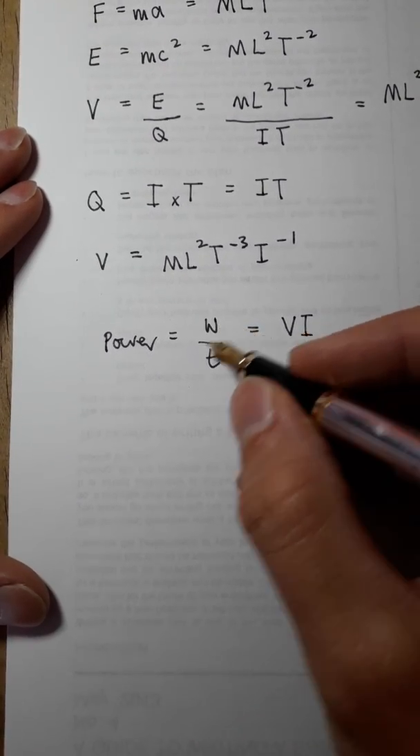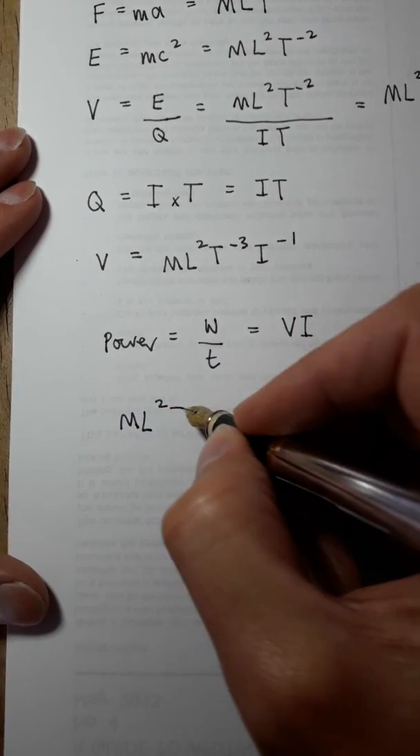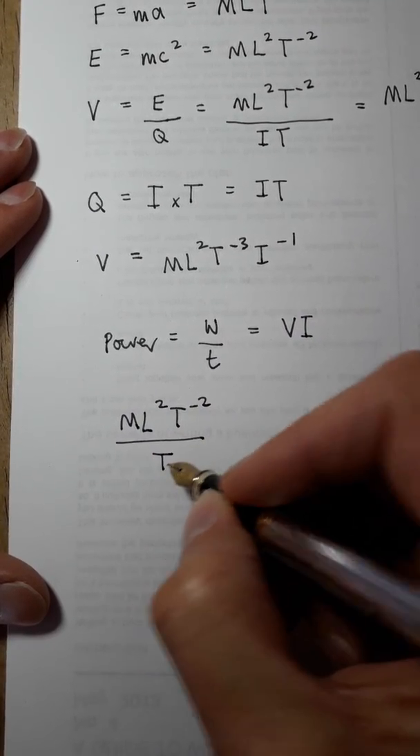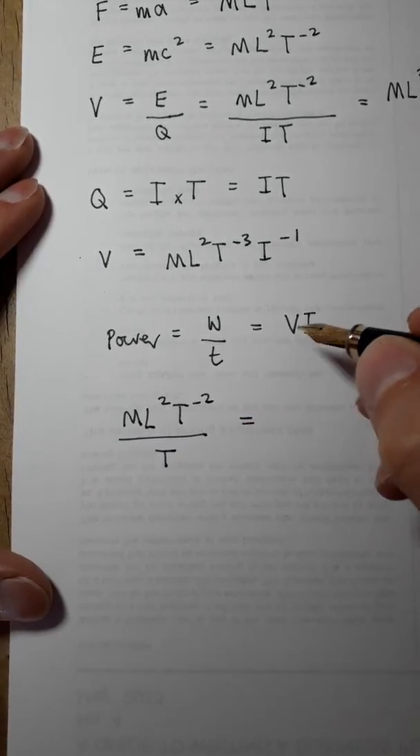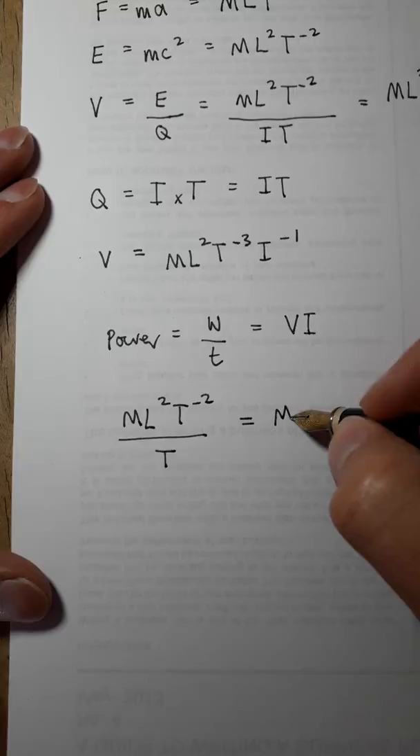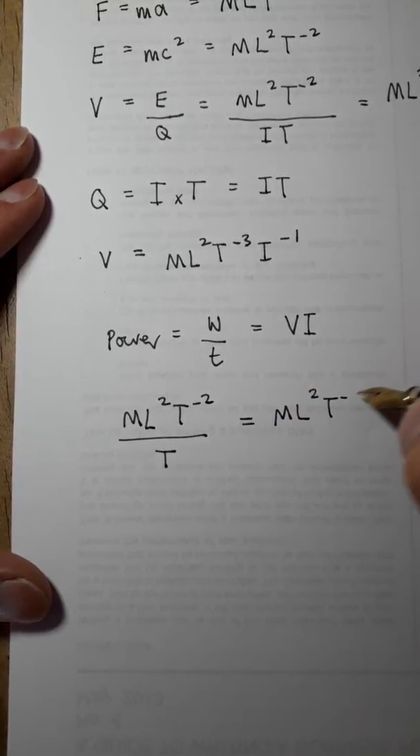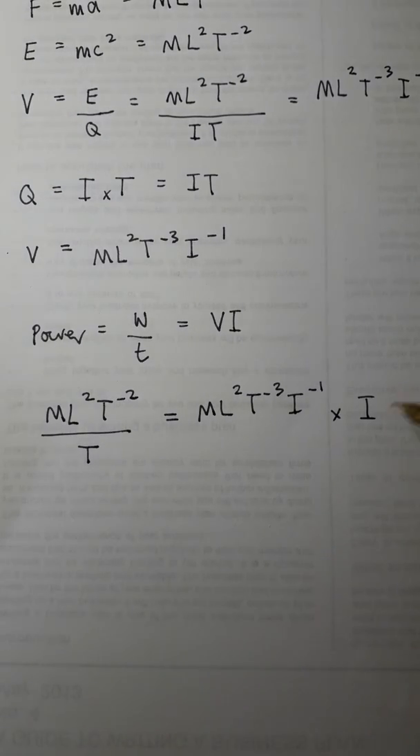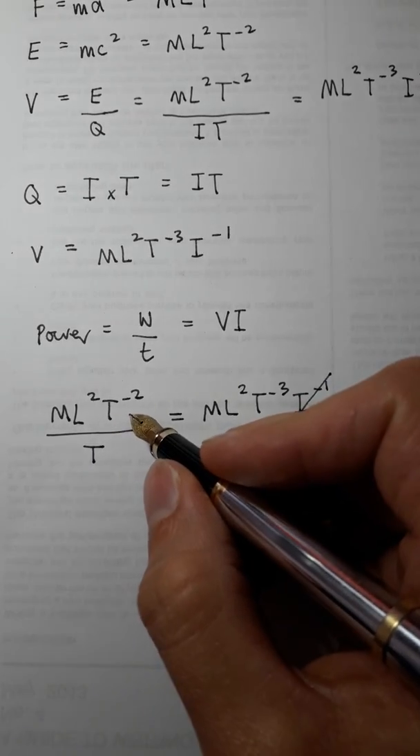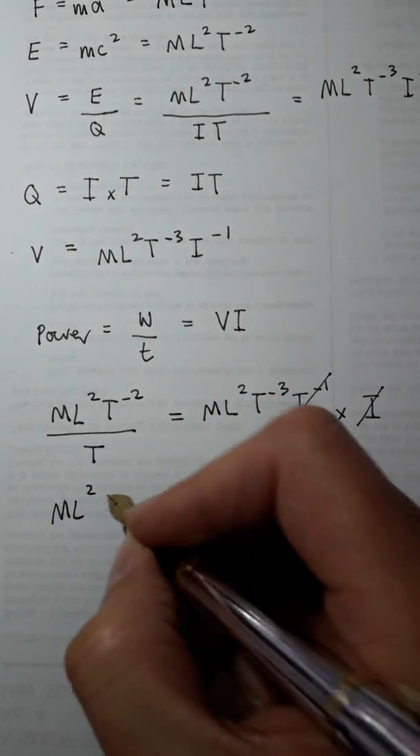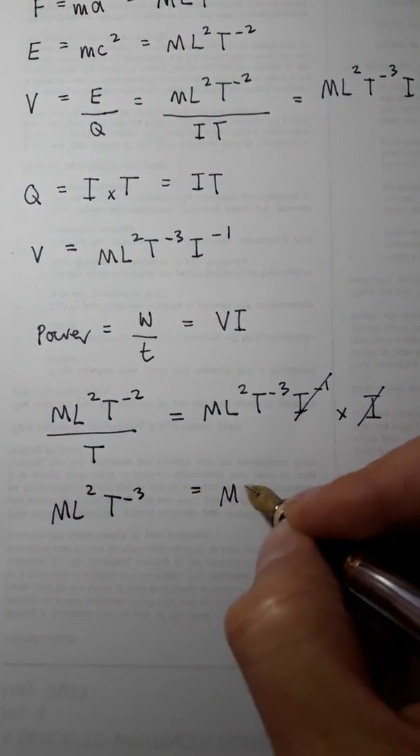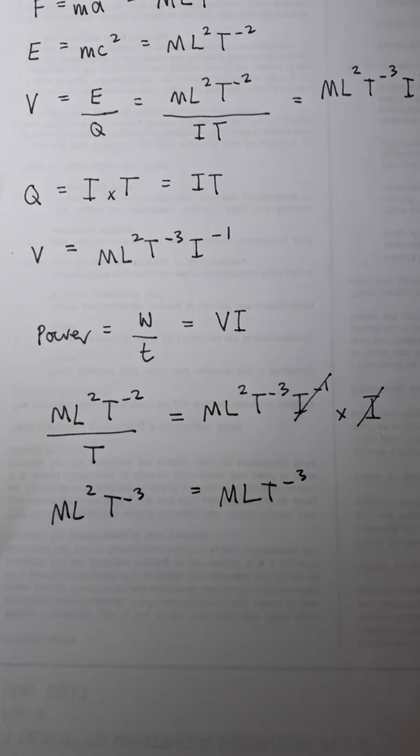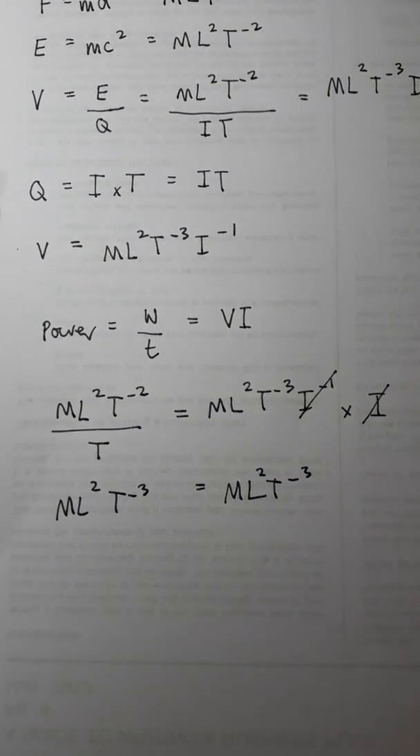So work done is energy, so that's going to be ML^2 T^-2 over time. And then I've got voltage, which is equal to that thing just above, and then current is just current. Now that's going to cancel with that one, and this T over here is going to become T to the minus 3. Bingo. Nearly. There you go.